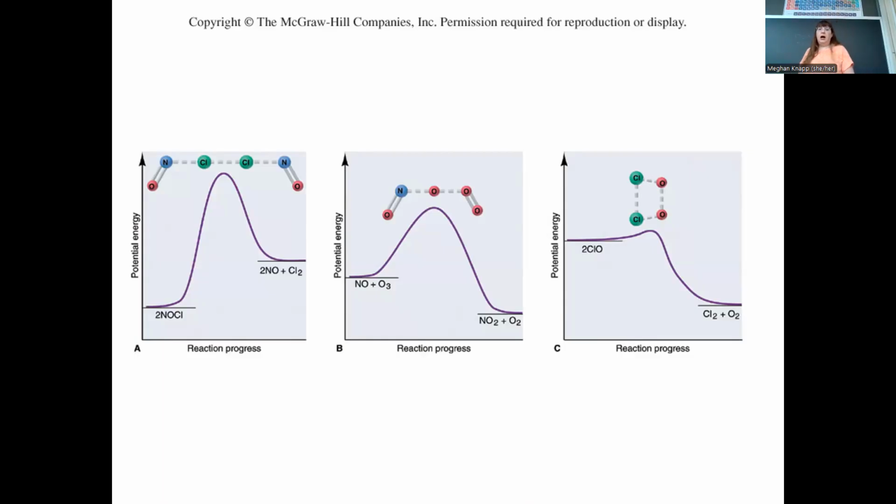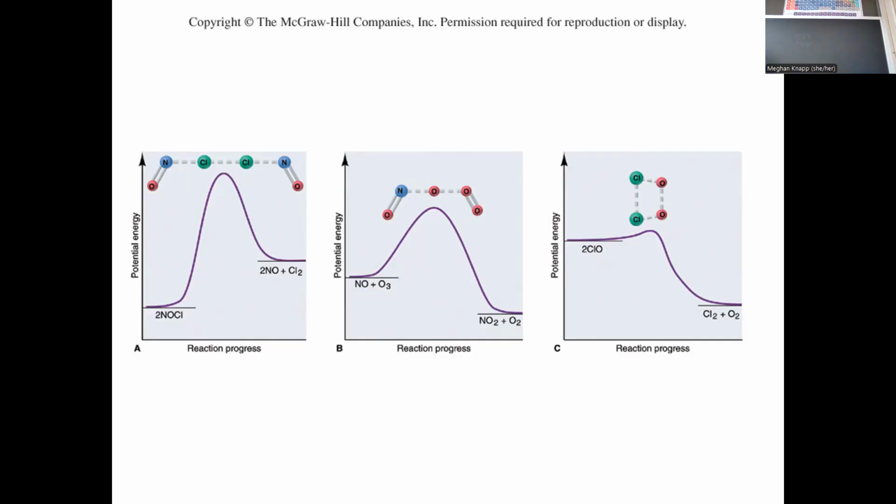transition states. So which one of these has the smallest activation energy? Labeled A, B, and C. Which one do you think? C. All right. If you were going to make a guess as to which one of these reactions would proceed the quickest, which would you think it would be? C. Yeah. The lower the activation energy, the quicker this reaction is going to go.